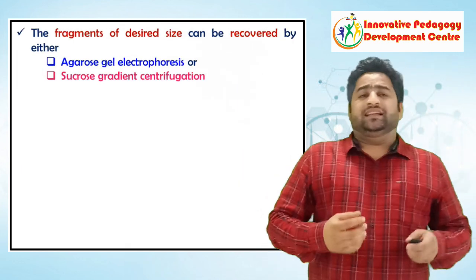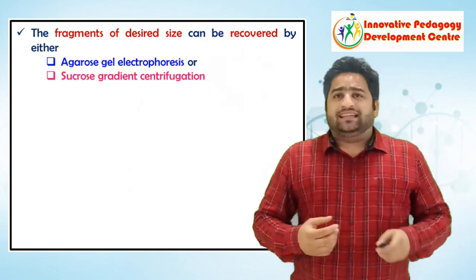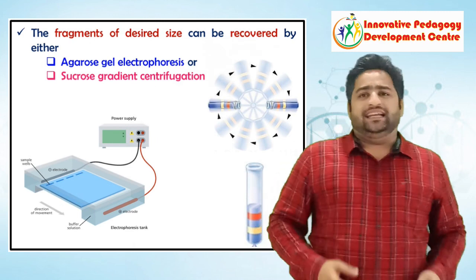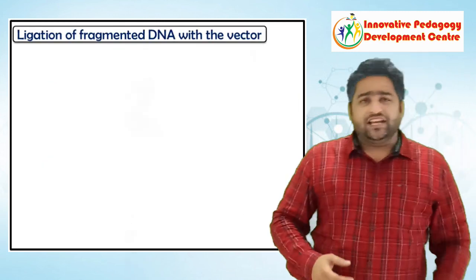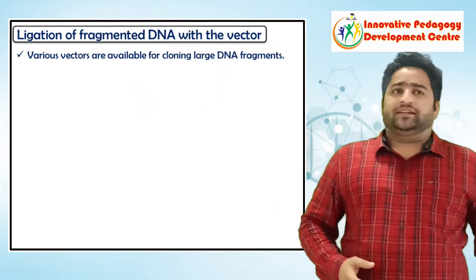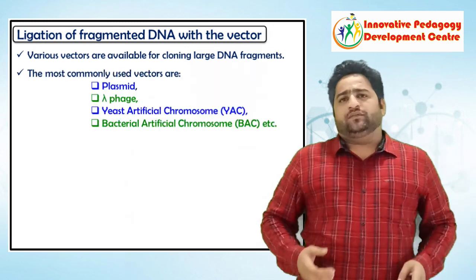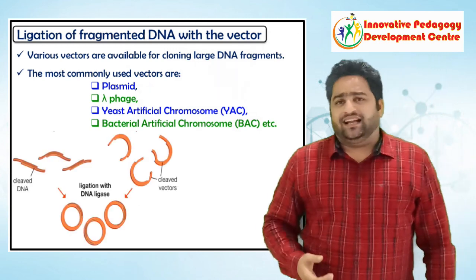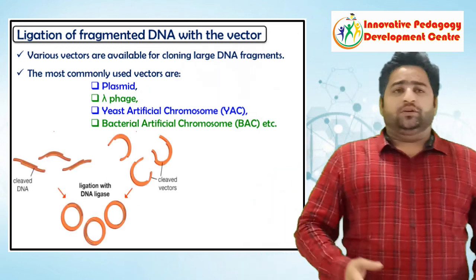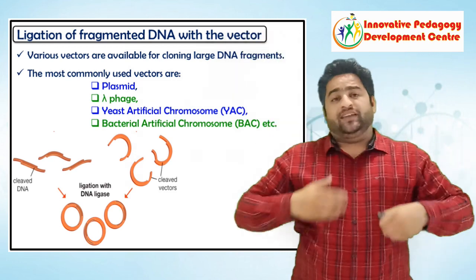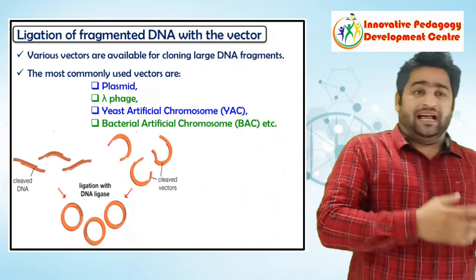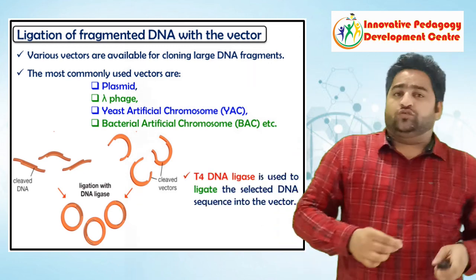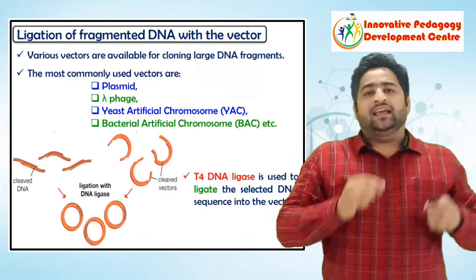Then the fragments of desired size can be recovered by either agarose gel electrophoresis or sucrose gradient centrifugation. Ligation of fragmented DNA with the vector. Various vectors are available for cloning of the DNA, such as plasmid, lambda phage, yeast artificial chromosome, bacterial artificial chromosome, cosmid. So we have already fragmented the plasmid as well as the genome. T4 DNA ligase is used for the ligation of the selected DNA sequences.